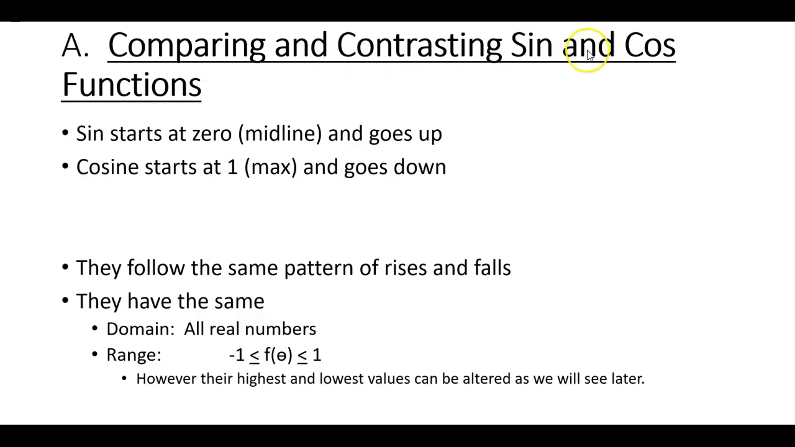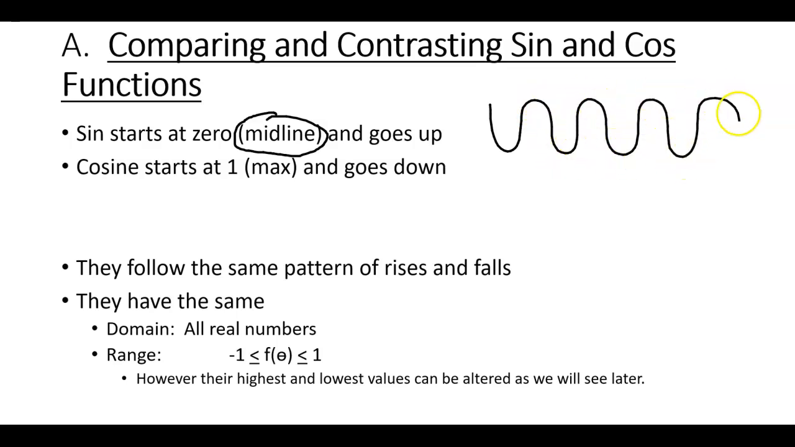Okay, so comparing and contrasting sine and cosine functions. Sine starts at 0, which is what we call the midline. The reason we call it the midline is because on a sine wave, it's the line right in the middle. Sine, as we said, takes on this S shape. So this is what a sine shape looks like if you look at the basic shape, and it starts right here at the midline. So sine starts at 0, or in other words, the midline, and after that it goes up, and then it continues the pattern it's supposed to.